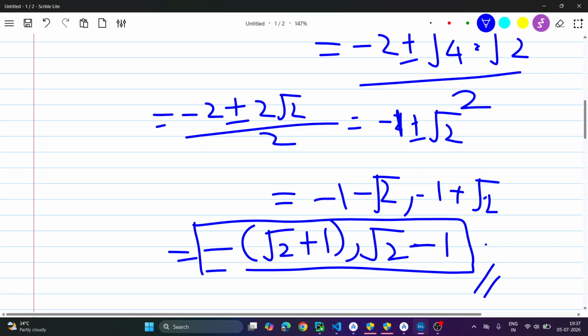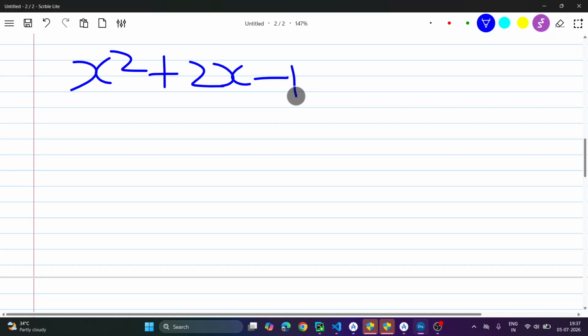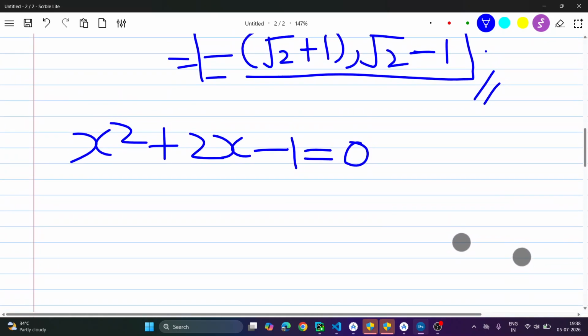Okay, so now this is how you do the questions you get in your exams. So this is the formula method. They also give you a factorization method, which you don't actually require. So let's just take the same x squared plus 2x minus 1, equals 0. Now using the formula, we got the 0.